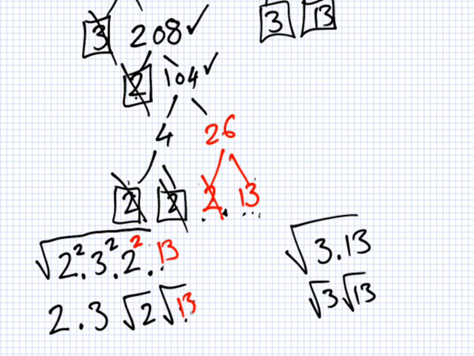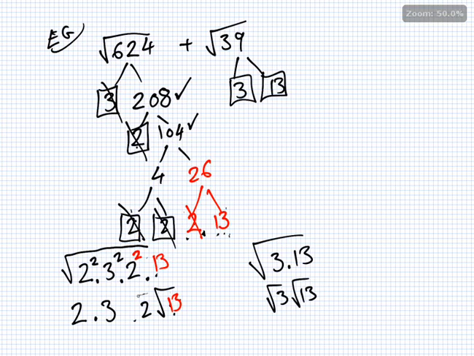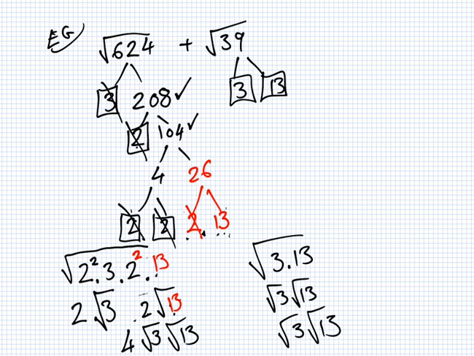Alright, so the next type we want to do is, suppose I ask you to do something like this: root 624 plus root 39. In fact, it's like the last question, you need to do the prime factorization on both of these numbers. So let's see, 624, that would be 3 and 208.